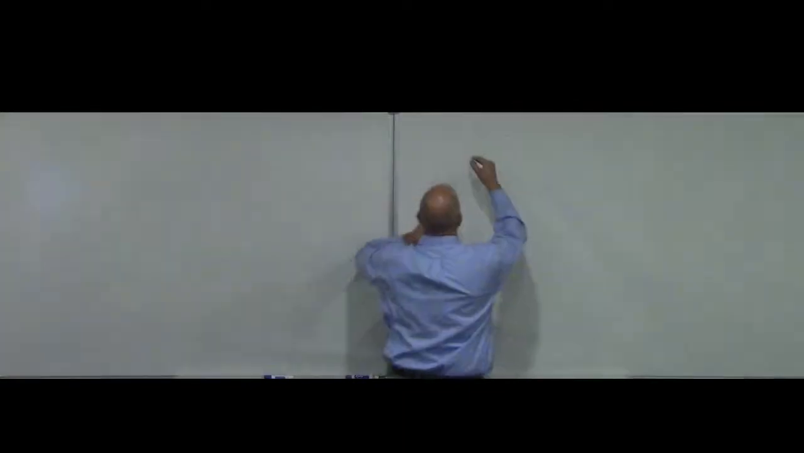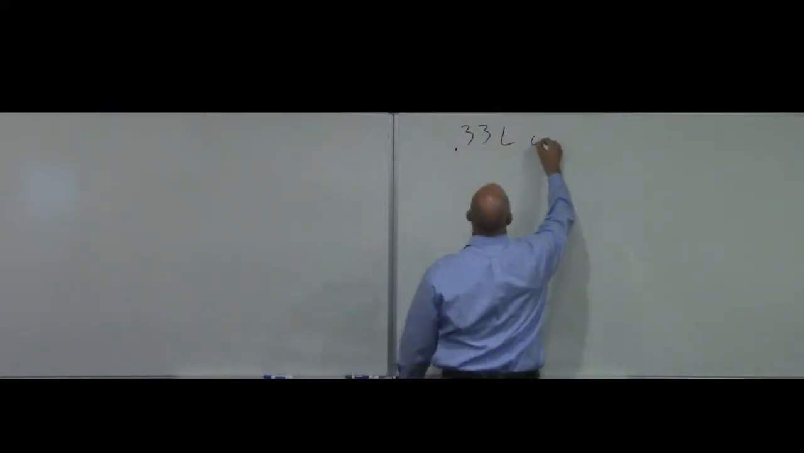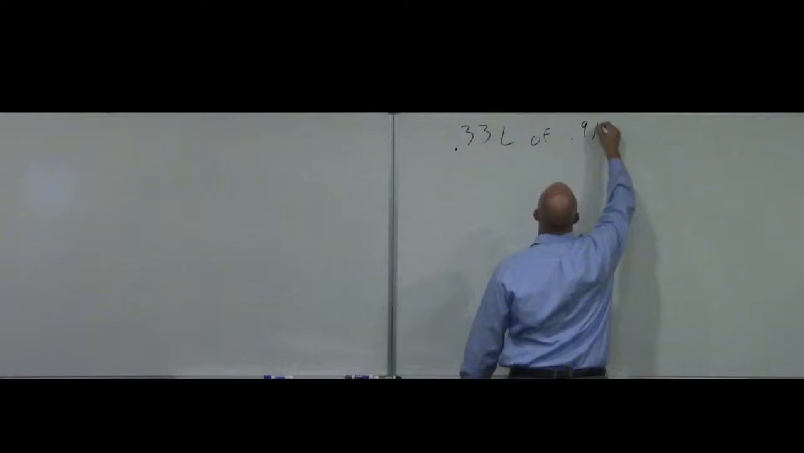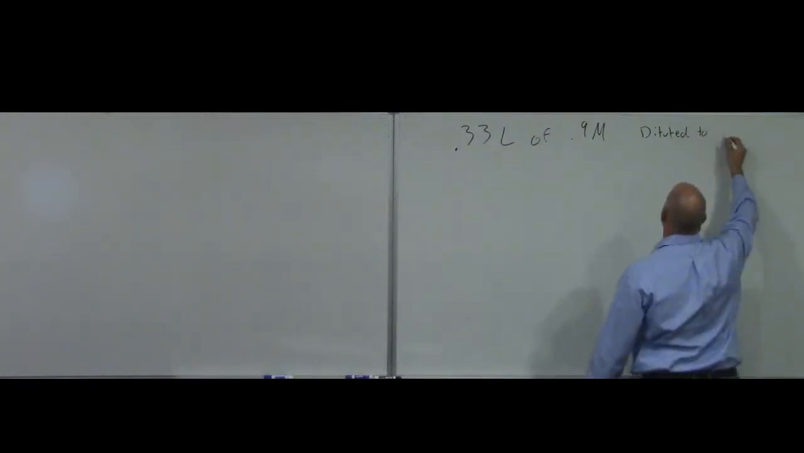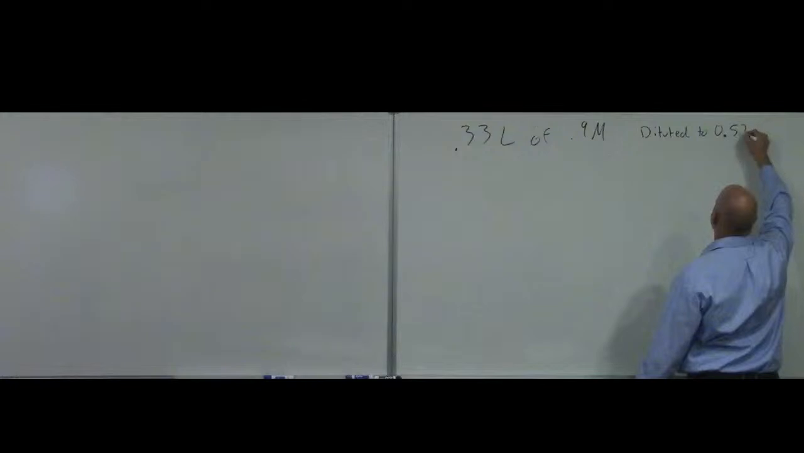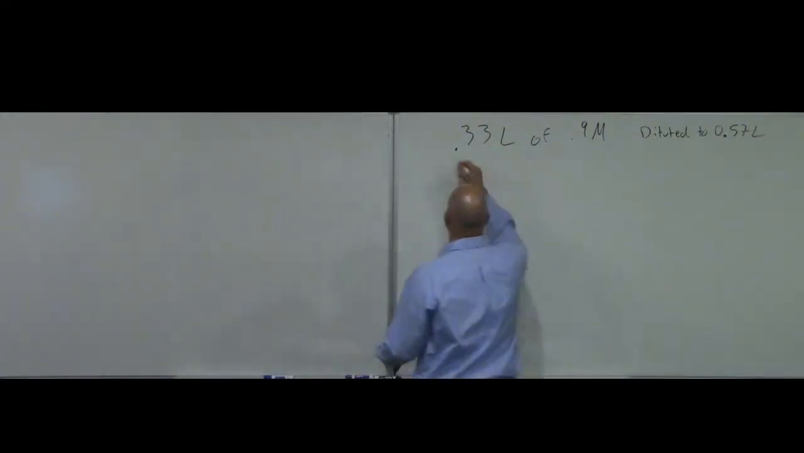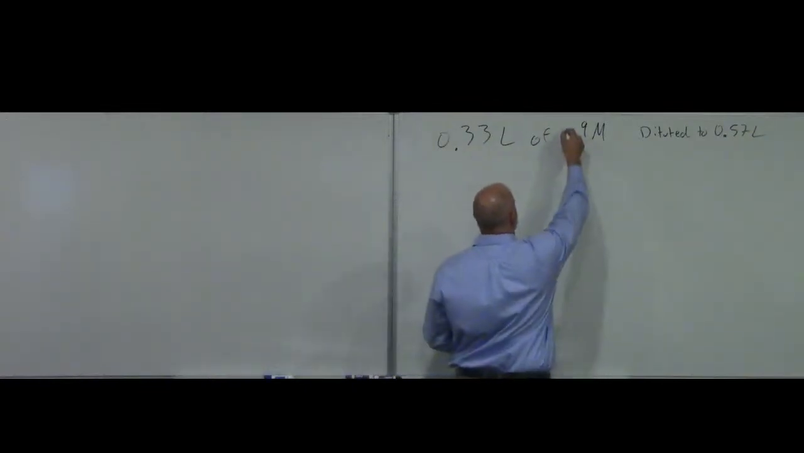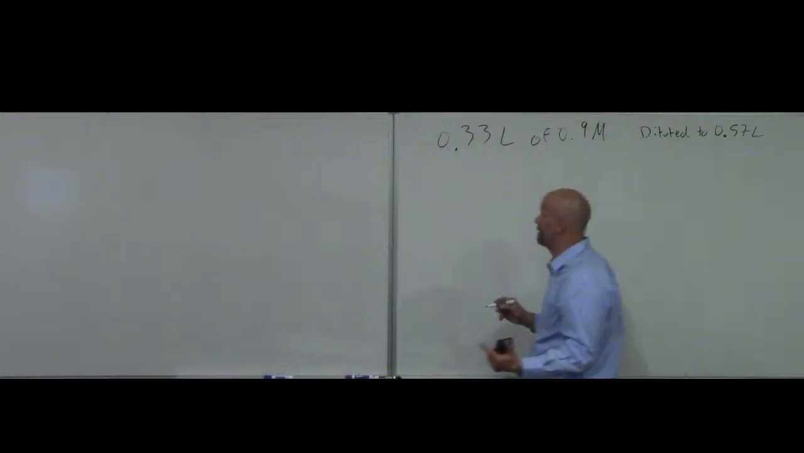So let's say I've got 0.33 liters of a 0.9 molar solution, and I want to dilute that to a 0.57 liter solution. That gets more complicated, right? You're not doing that one in your head. You go ahead and use your calculator. But the process is going to be the same, right?